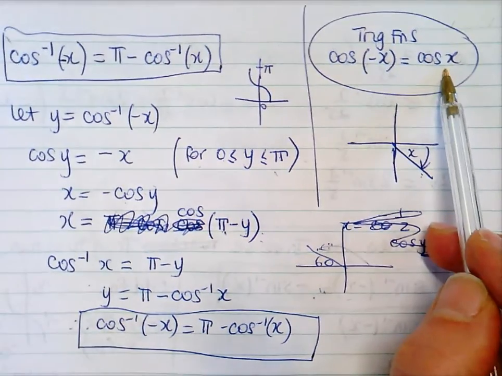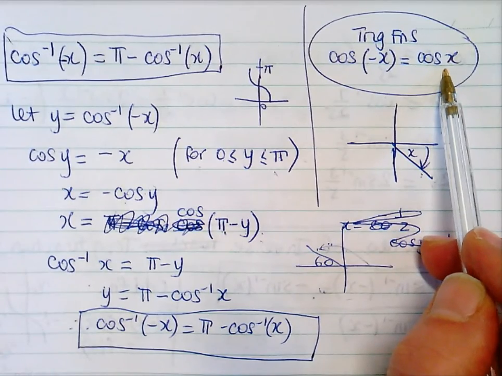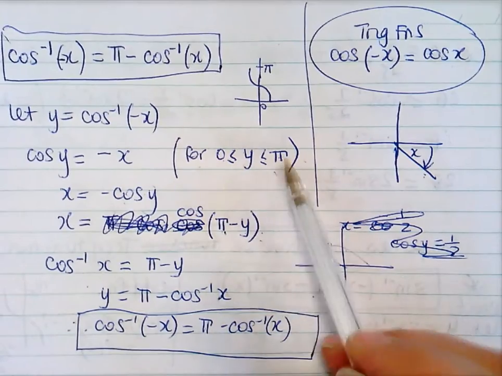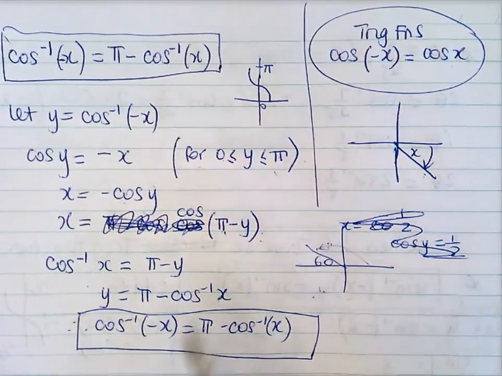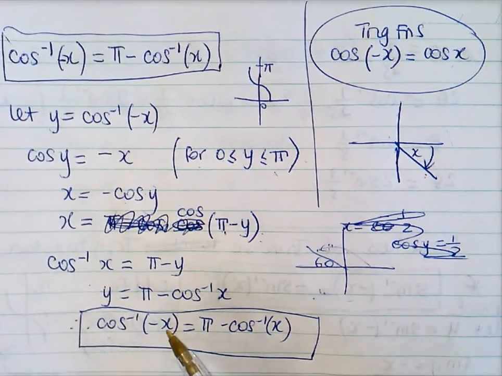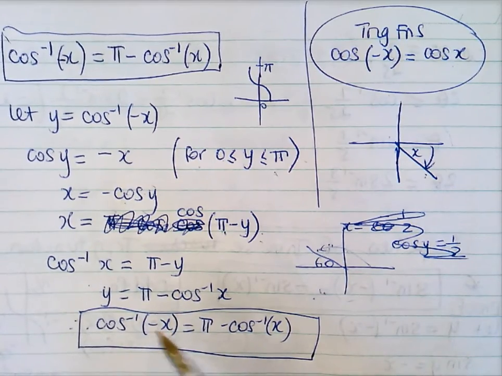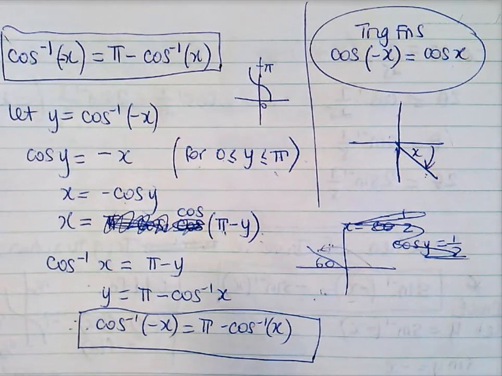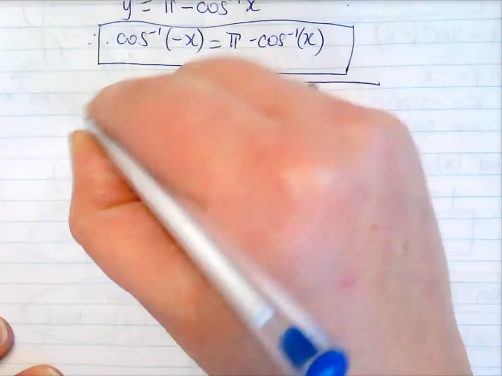You're not allowed to go to quadrant 4 here, because you're not even allowed to talk about inverse cos of negative x in quadrant 4. It can't apply at all. That's why we go to quadrant 2, just like we do in general solution. All right? This rule is really important.